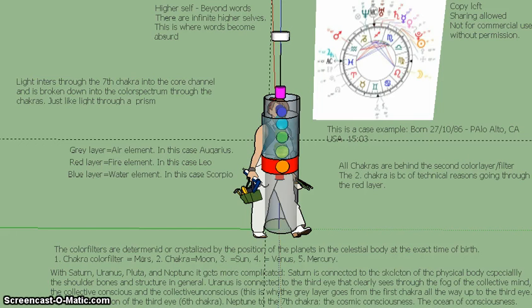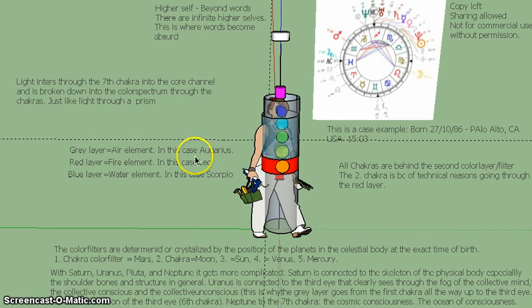So this is a rough sketch of light and how light is bent into seven frequencies, also known as the chakras, and the personality layer, the individual personality layer, which is imprinted at the exact time of birth by the celestial body.